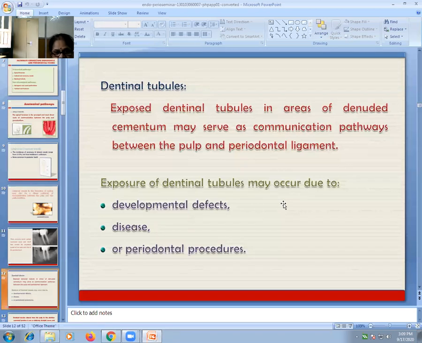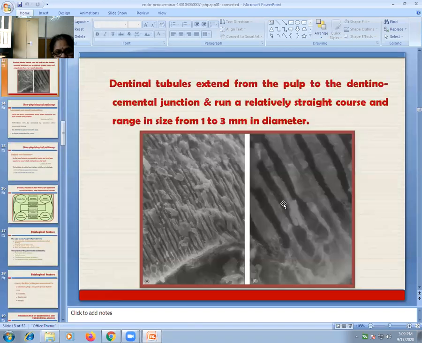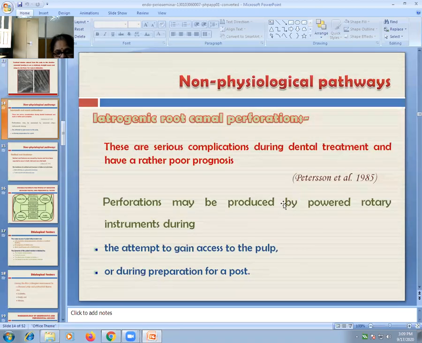So what are the causes where the dental tubules get opened? Those causes may be developmental defects, diseases, or periodontal procedures. Whenever you do any scraping or flap on the periodontal tissue, at that time also you are opening the dental tubules and they may get connected from the cementum to the periodontium. So these are the diagrams, the anatomical pathways through which the pulp gets connected to the periodontium.